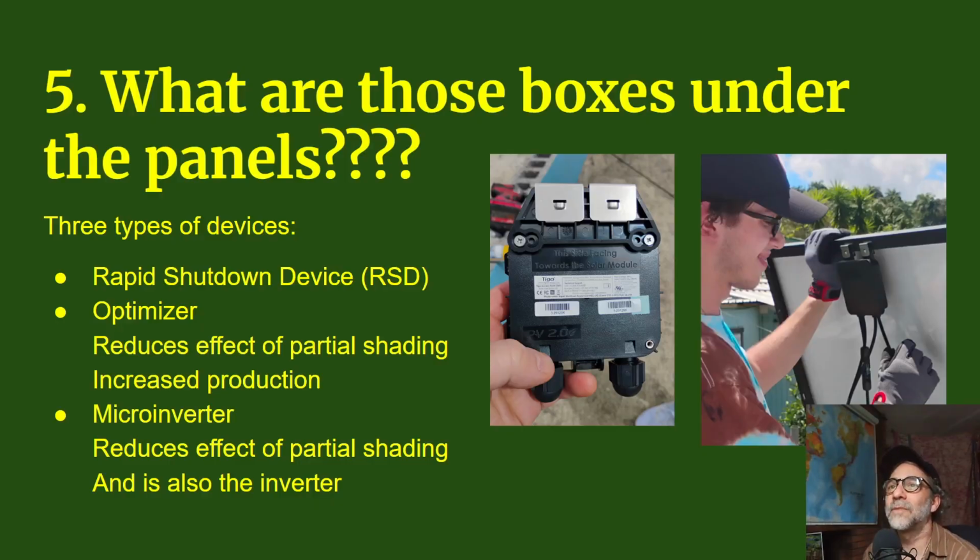The third type of device that can go under a solar panel is what we call a microinverter. And that just means that each solar panel has its own inverter. In the other type of system, there's one inverter for the whole system, and it's usually mounted inside the house. Now, for these systems here in Puerto Rico that we are installing, we are using RSD, or rapid shutdown devices.